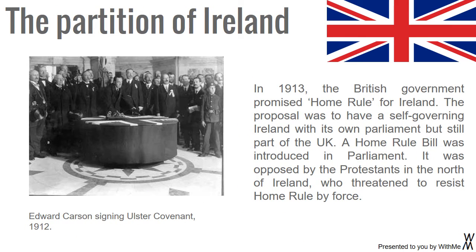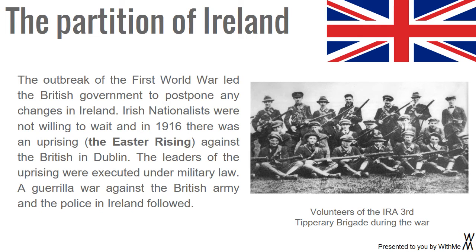The partition of Ireland. In 1913, the British government promised Home Rule for Ireland. The proposal was to have a self-governing Ireland with its own parliament, but still part of the UK. A Home Rule Bill was introduced in Parliament. It was opposed by the Protestants in the north of Ireland, who threatened to resist Home Rule by force. The outbreak of the First World War led the British government to postpone any changes in Ireland.